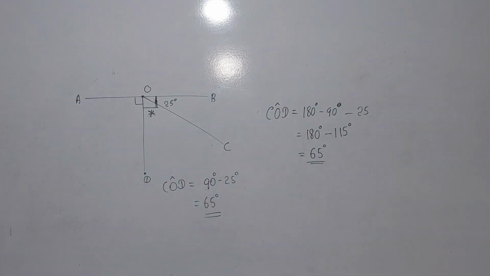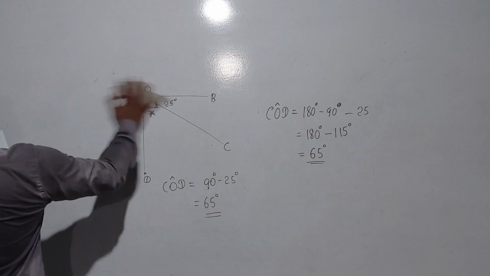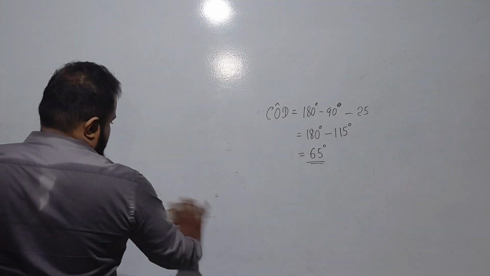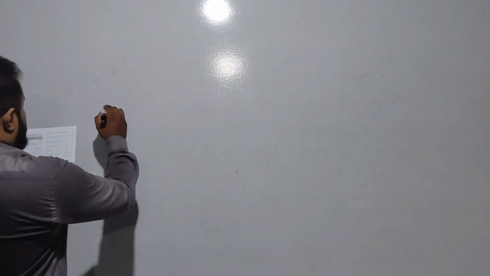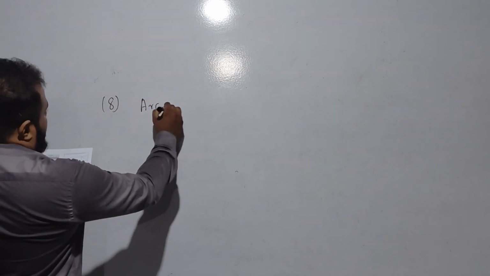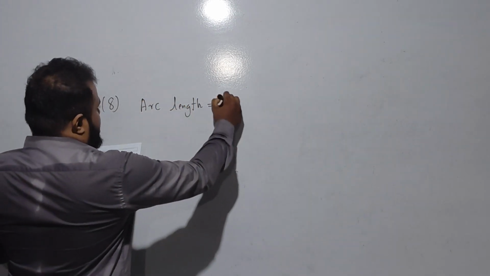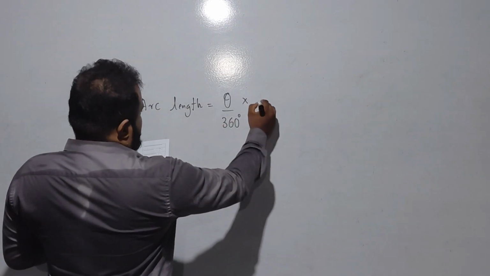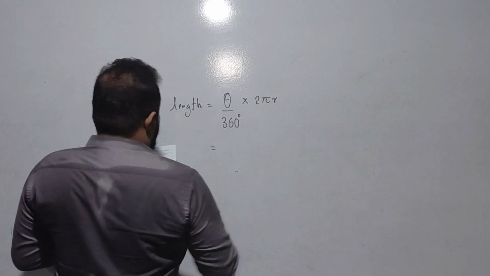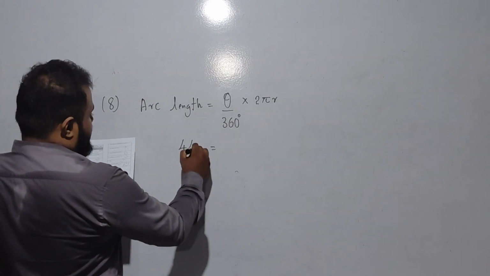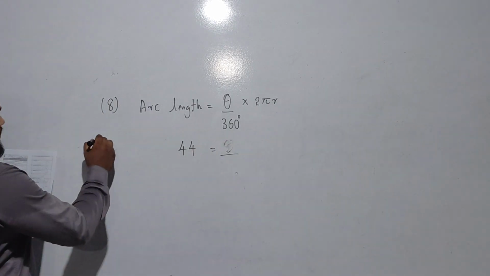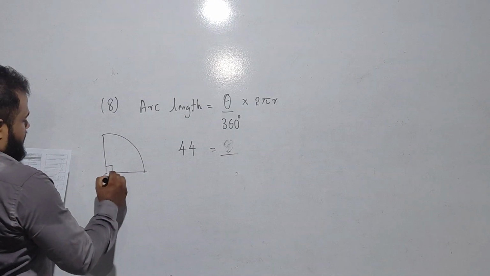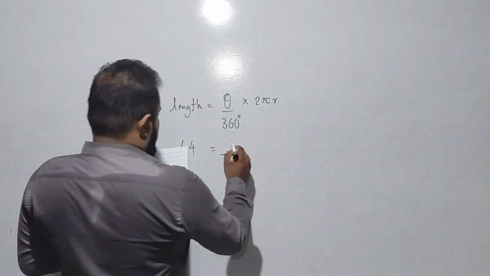The arc length of the given sector is 44 centimeters. Find the radius. So we have to use the equation of arc length. What is the equation of arc length? It's theta over 360 multiplied by 2 pi r. The arc length given here is 44. As we can see, it's a quarter of a circle, so theta is 90 degrees.